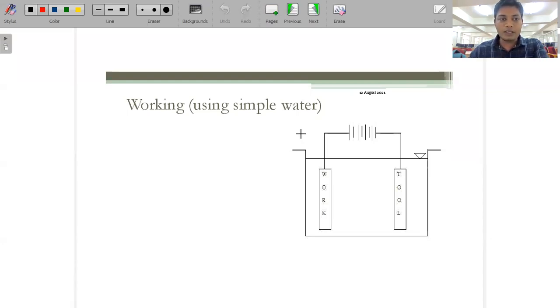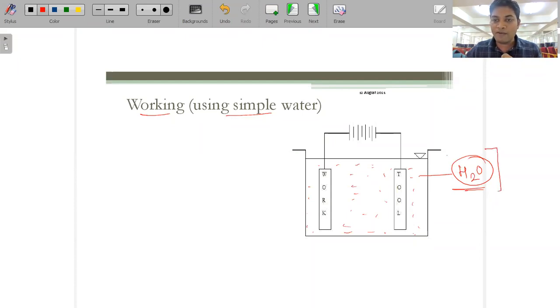So first is the working part using simple water. This is the electrolysis, and the electrolyte is nothing but H2O. There are some characteristics or properties of the electrolyte which are very important here, which I will discuss after two to three slides. But right now I am just briefing that here we are using H2O as the electrolyte, and the workpiece we are considering is made of iron.